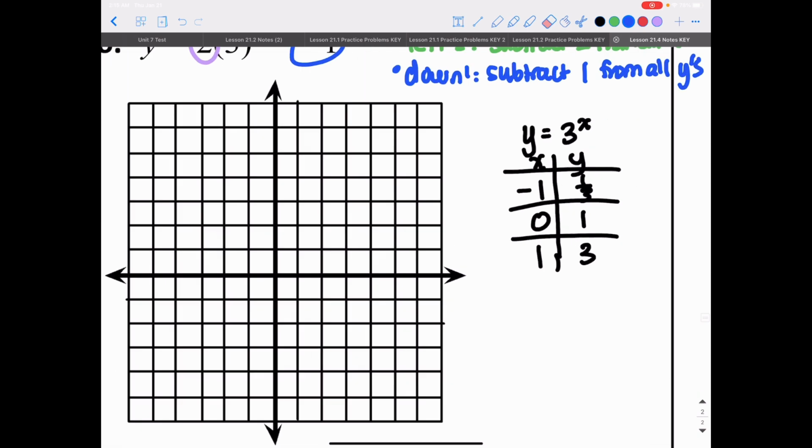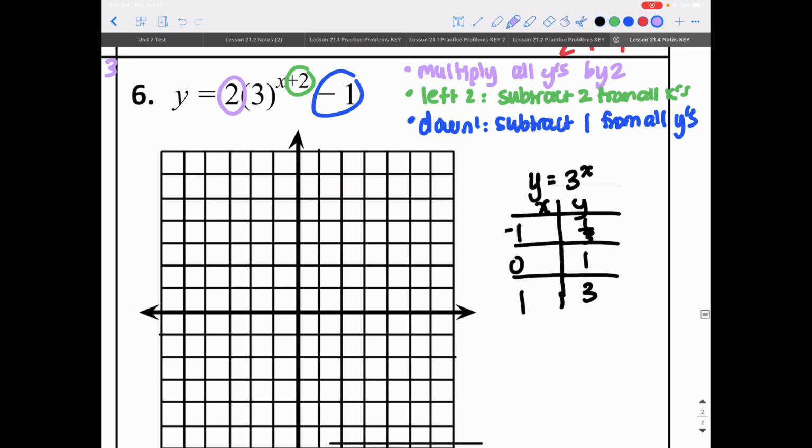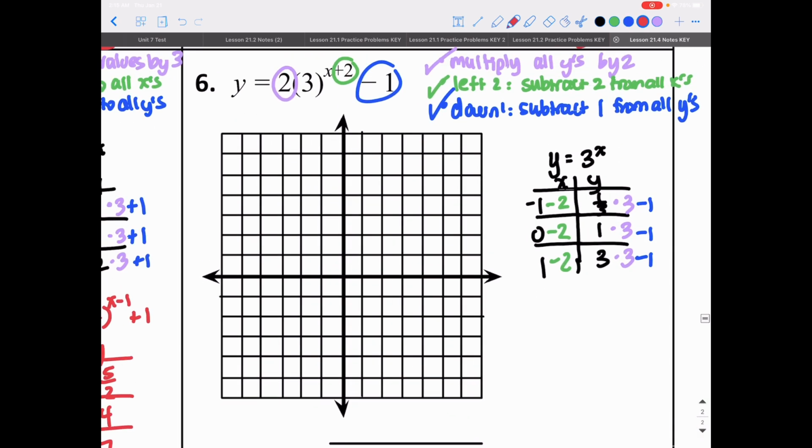I should have done this a little bit better, so I'm going to erase this left-hand side and redo it so I have enough space. -1, 0, 1, and then I'm going to do these transformations. So I'm going to start with multiplication. I'm going to multiply my y's by 3, that takes care of this. I'm going to subtract 2 from all x's, that takes care of this. And then I'm going to move down 1, so subtract 1 from all y's. That takes care of that. And then once I do all of these things, I'm going to end up with the table for y is equal to 2 times 3 to the x plus 2 power minus 1.